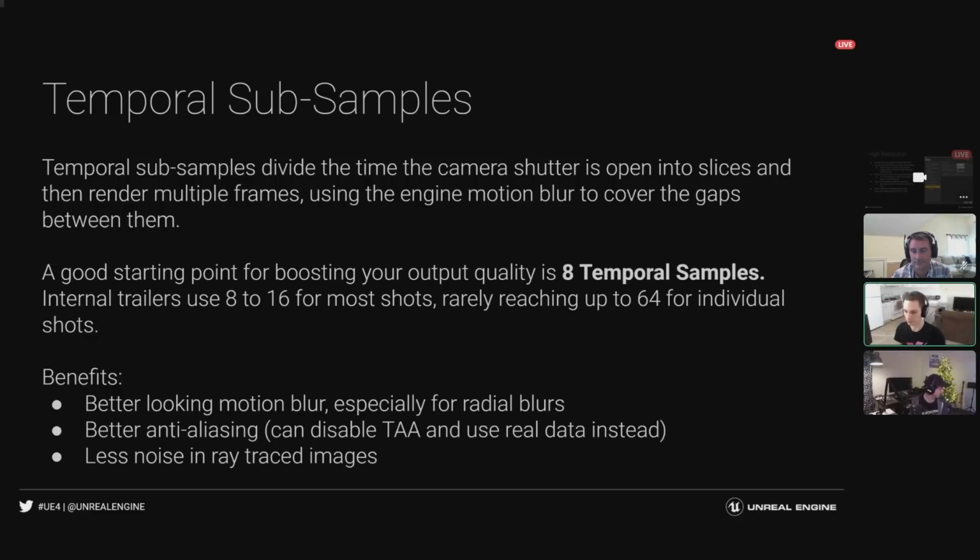Benefits of using temporal samples is you're going to get better looking motion blur. You're going to get better looking anti-aliasing if you disable TAA. And you can get less noise in ray traced images simply because there are effectively more samples overall for the final frame.